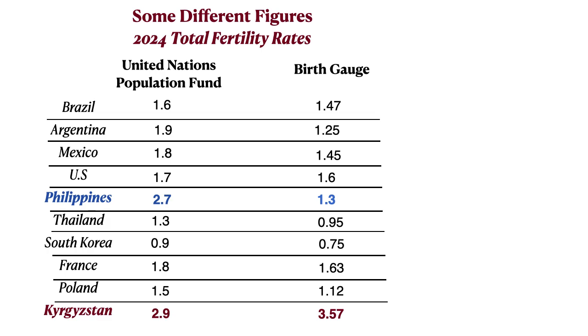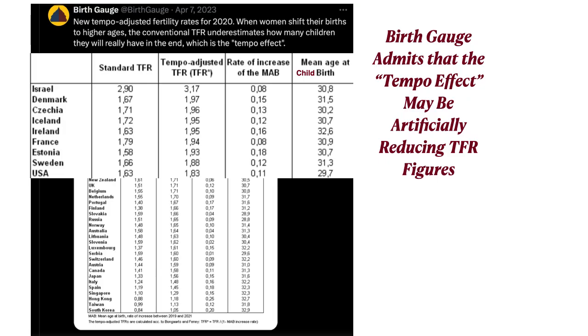Also to note is that the author of Birth Gauge does admit that the so-called tempo effect means that a lot of these figures may be lower than they will turn out to be in the end.